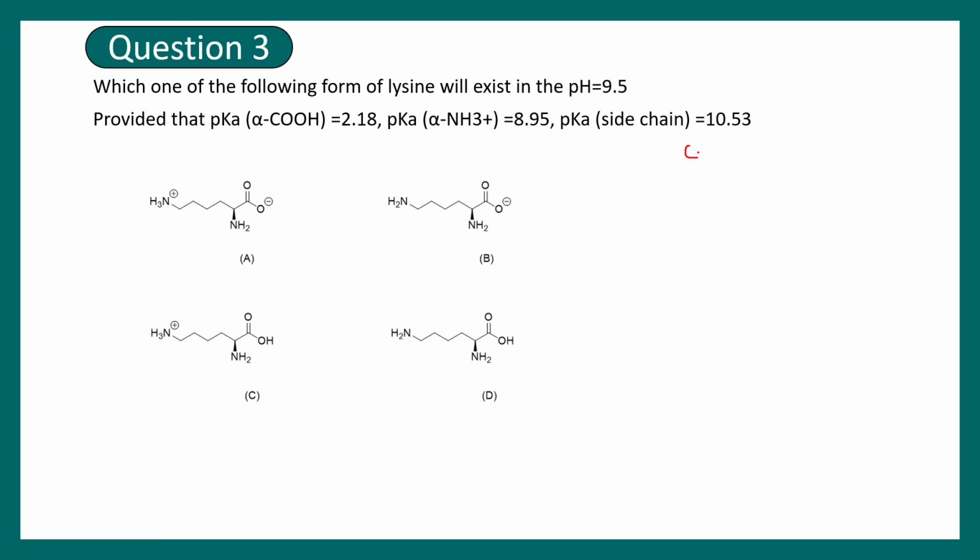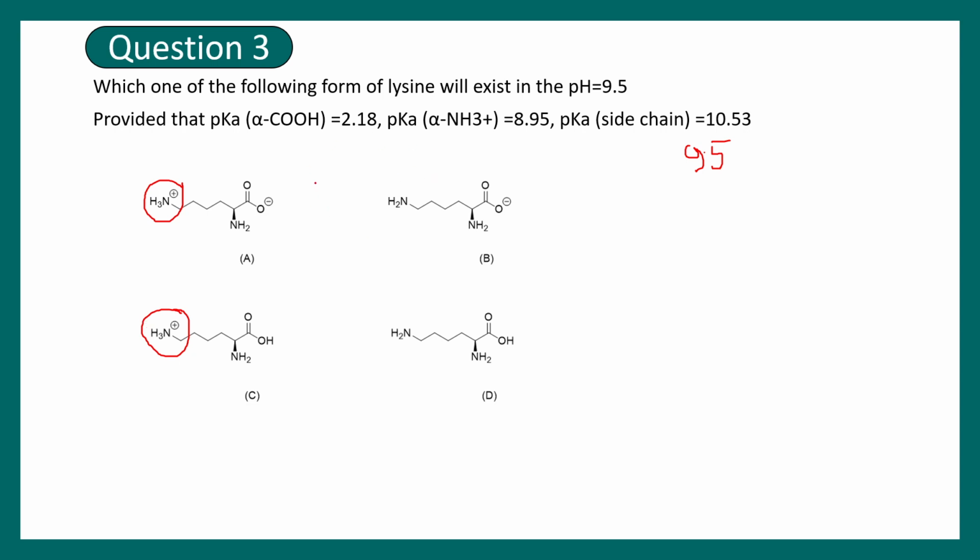So in the side chain what happens, the pH is basically 9.5, right, and the side chain has a pKa of 10.53. So obviously pH is not greater than pKa. In that situation the protonation state would remain, so this particular group would be protonated. So at least the examples where side chain is protonated you have to choose that.